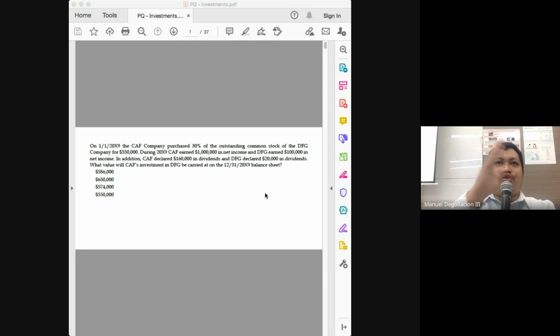Okay, other than additional investments and liquidating dividends, you expect the balance of the investment under the equity model to fluctuate. What would be the sources of the fluctuations? You go back to your basic accounting class. Go back to your equity section of your balance sheet. What are the four transactions that will affect your equity account?